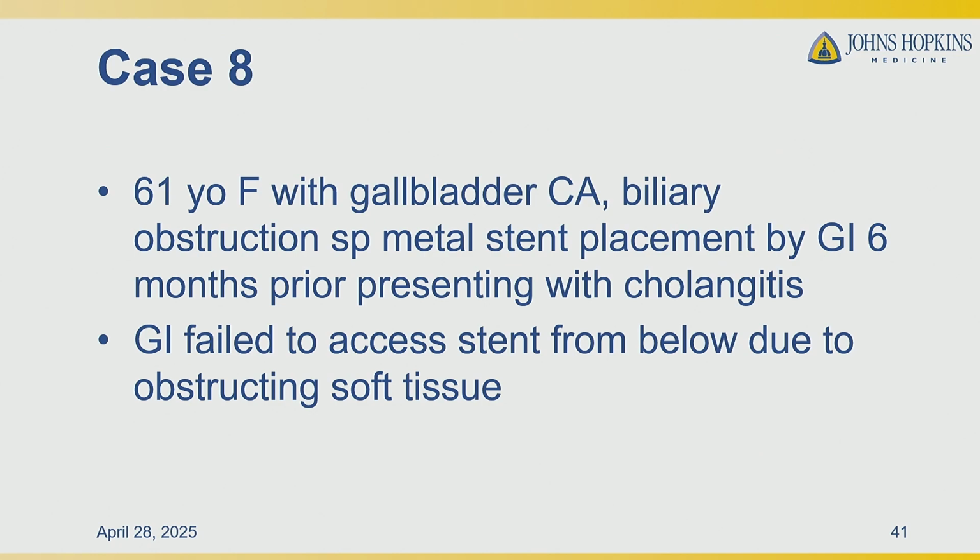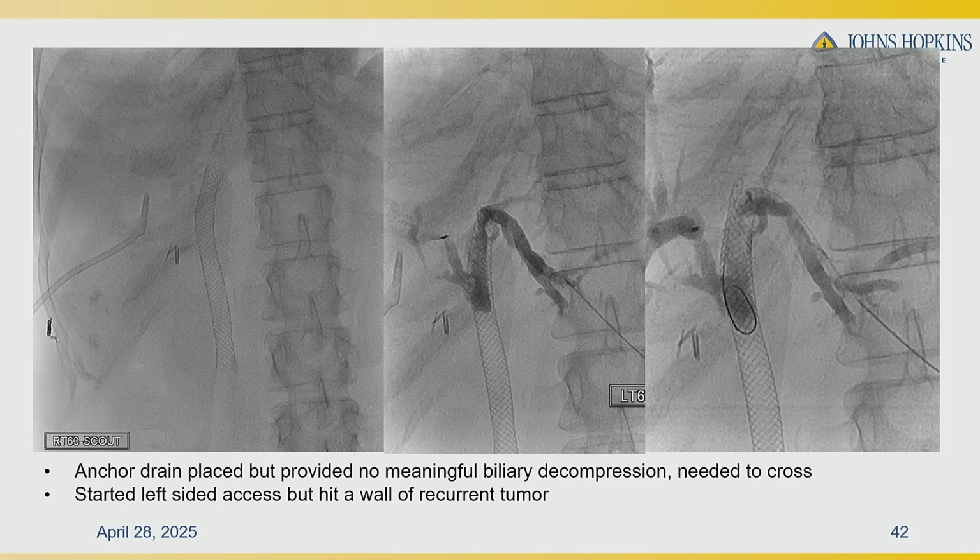This is a 61-year-old female with a history of gallbladder CA, biliary obstruction, status post metal stent placement. It was placed by GI 6 months prior, now presenting with cholangitis. She had failed GI cannulation from below, and what they had noted on their scope was obstructing tissue. So she had recurrent tumor basically growing within this covered stent, unfortunately.